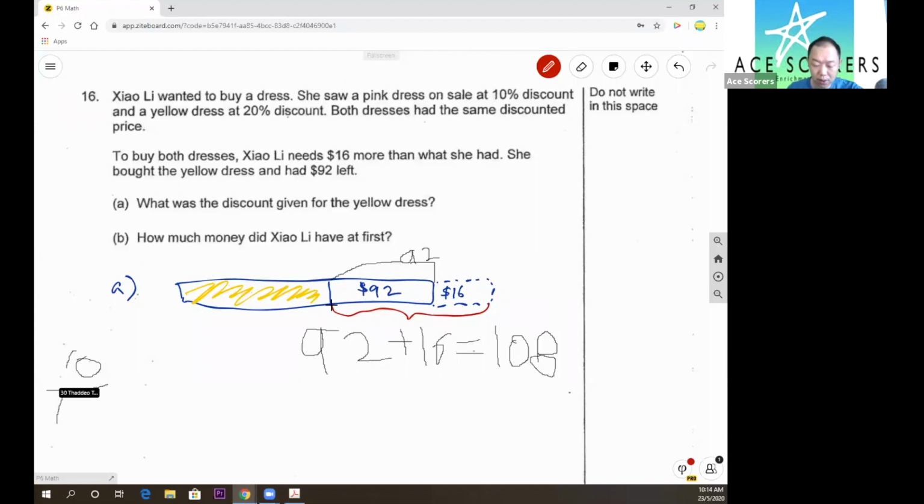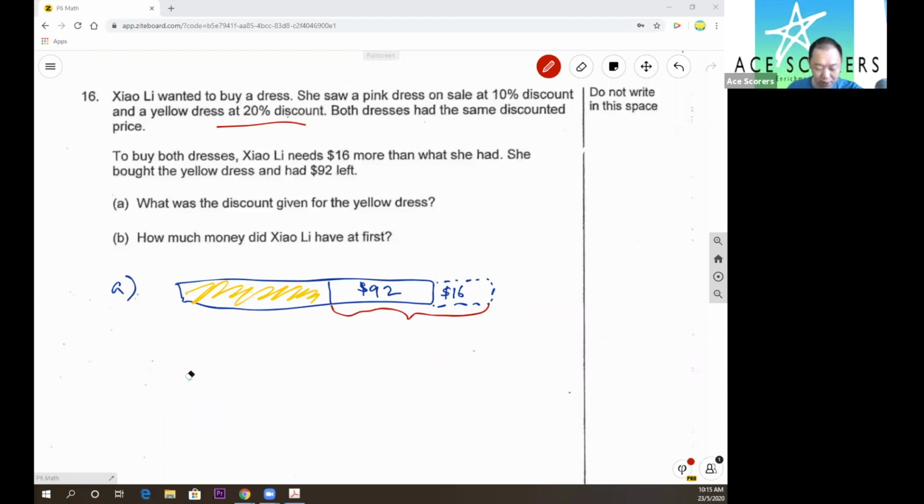So what was the discount given for the pink dress? Now the discount for the pink was 10%. Sorry, we want the yellow. Yellow was 20%. Okay, Tadeo, wait first. Cancel that part first. Sorry, Tadeo, let me cancel this part first. This one don't want. Wait. Okay, later you annotate, okay?